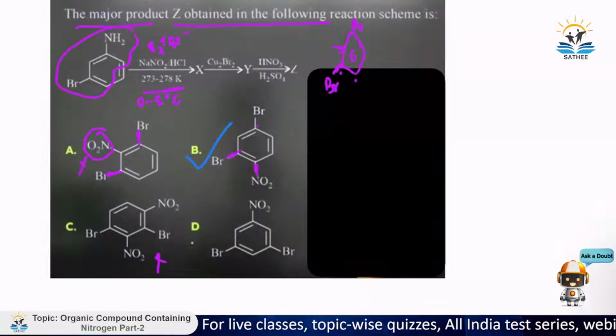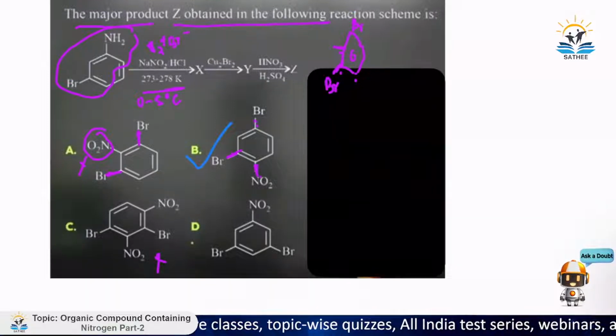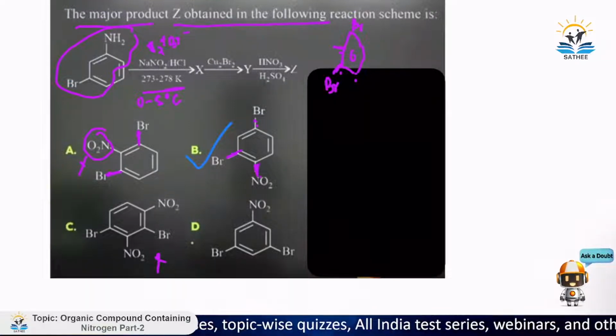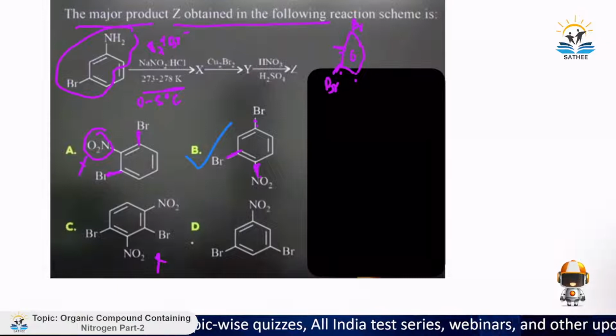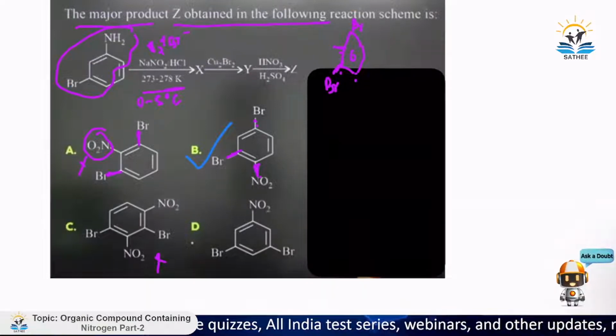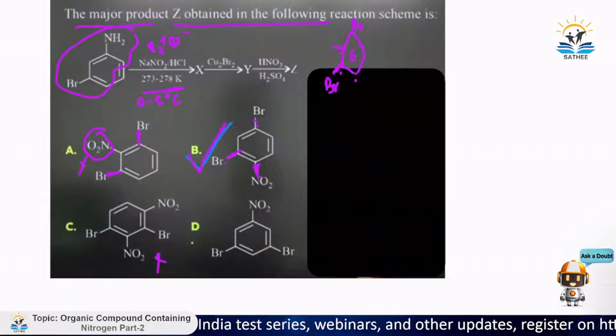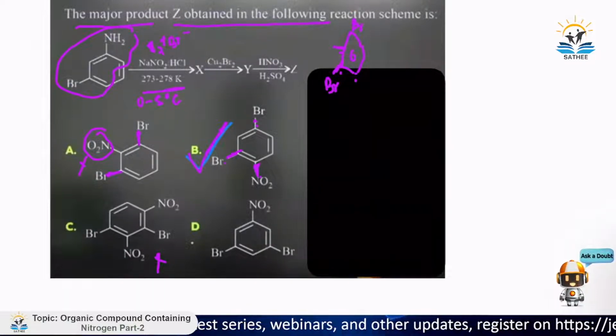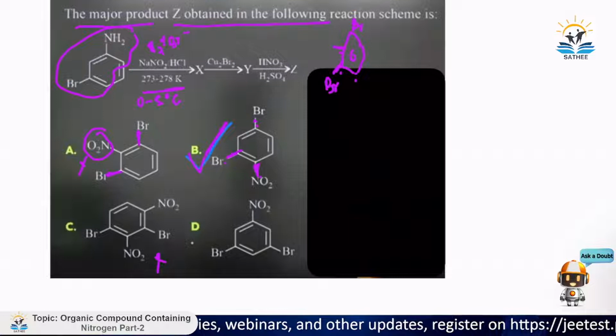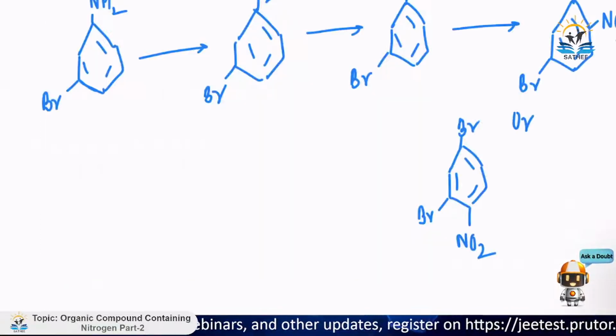With respect to this bromine, it is ortho. With respect to this bromine, it is para. So this is the most favorable position for the nitro group to come and attack. So B will be the correct answer for this question. So this is the correct answer. And now we move on to the next.